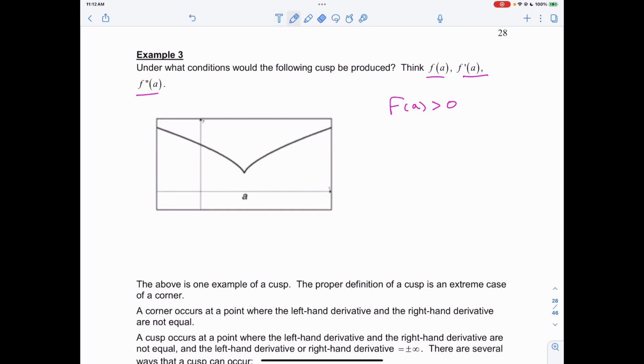Based on what we discussed, it's not a gradual change in slope. It is going down to the vertical point there, which means f prime of a does not exist. And if it's a value that doesn't exist in the domain of f prime, it can't exist in the second derivative.